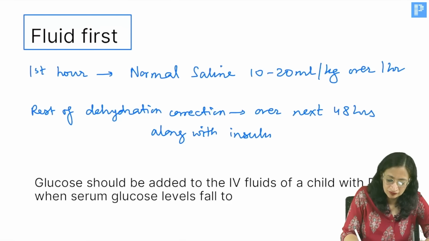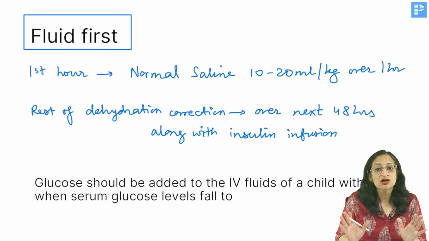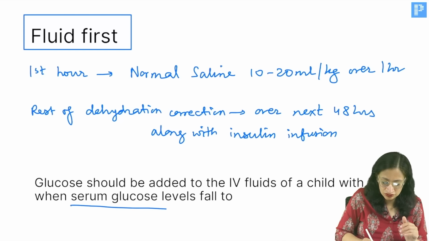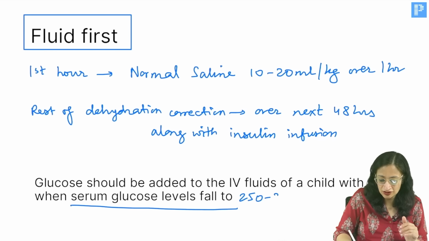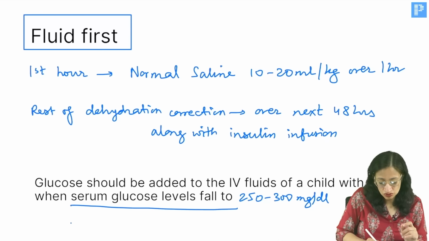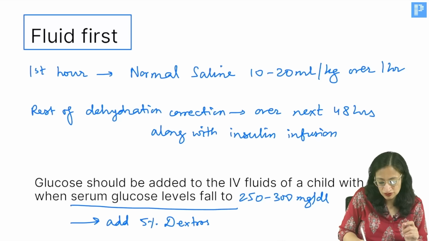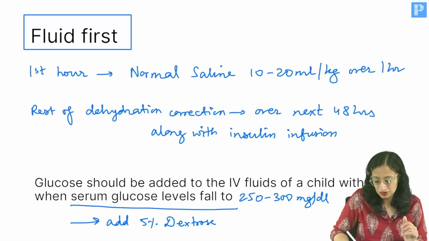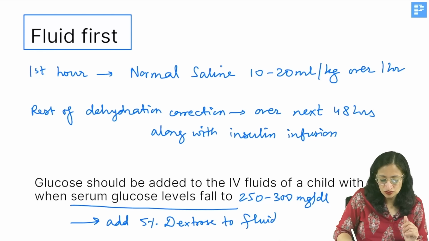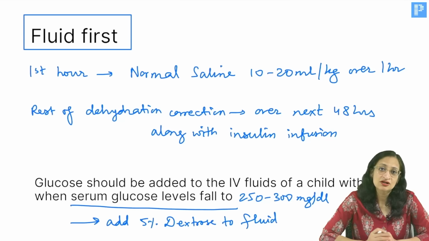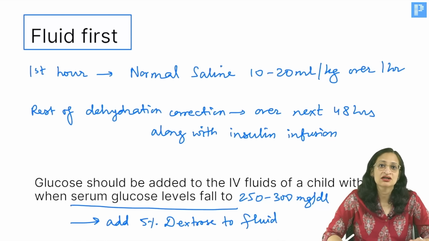One very important thing to remember is you start with normal saline only. But when the serum glucose of the baby falls to around 250 to 300 milligram per dl, that is the time when we add 5% dextrose to the fluid, so that the baby does not land up in hypoglycemia. But we need to continue the insulin infusion to take care of the ketoacidosis part. This is an important piece of information that we must remember.